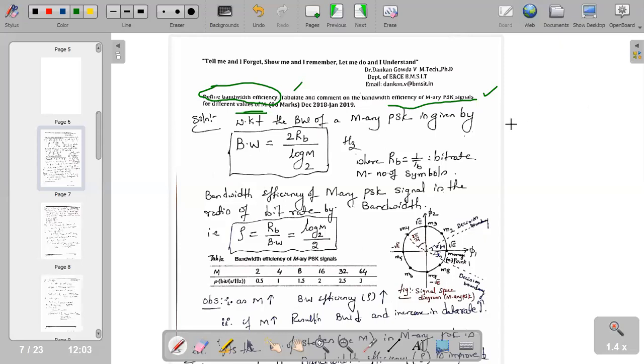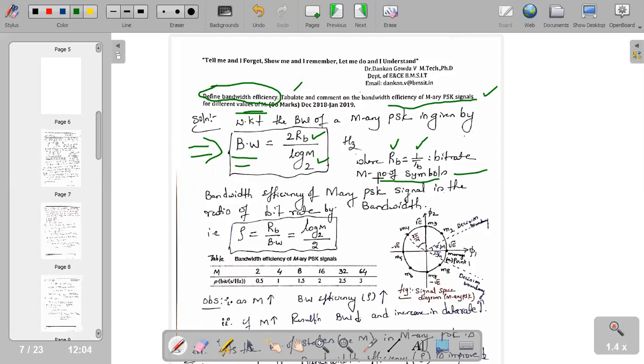We have already derived the bandwidth of an M-array PSK. So what is the bandwidth of an M-array PSK? The bandwidth is equal to 2 times RB divided by log M base 2. We have already derived this expression in the previous class. I hope you understood how we got this bandwidth expression. And what is RB here? The bit rate, which is equal to 1 divided by TB. And M is nothing but the number of symbols.